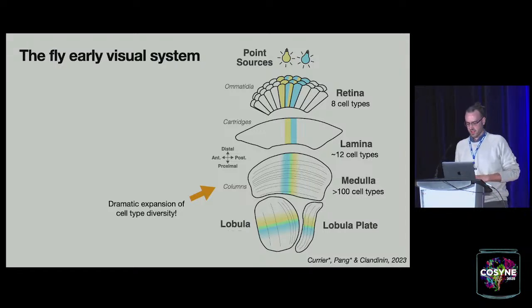While earlier processing stages have only a handful of cell types, there are more than 100 cell types in the medulla, maybe even more than that, depending on who you ask. Because of this diversification, we decided to focus on this area when trying to assess the functional information content of connectome data.